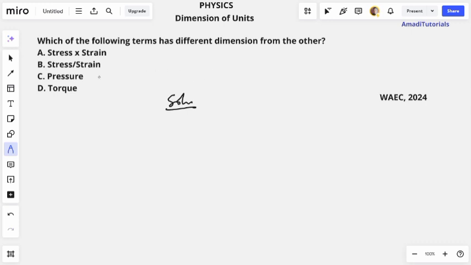So there is a negative equation, which means out of these four, three will have the same dimensional unit, and then the one that doesn't have the same will be the answer. So let's start with the first one, stress times strain. Stress times what? Strain. Now, the mathematical definition for stress is force per unit area.